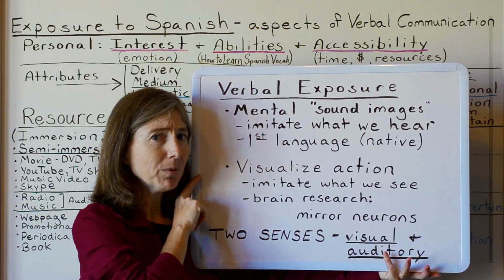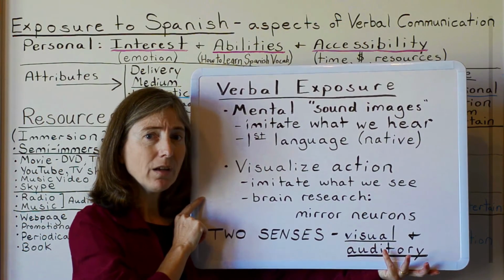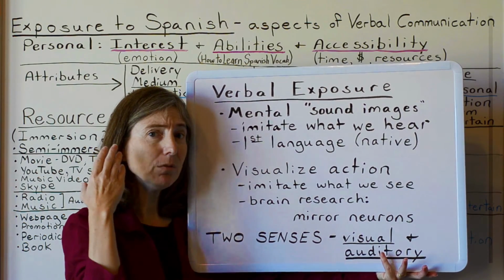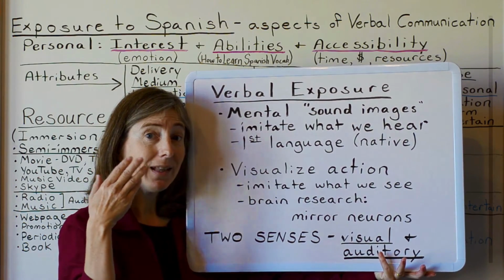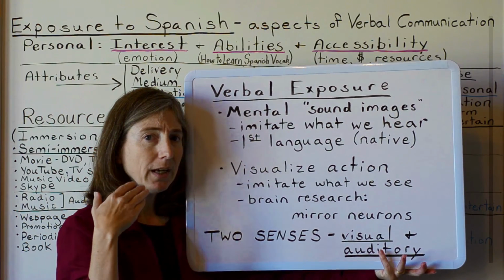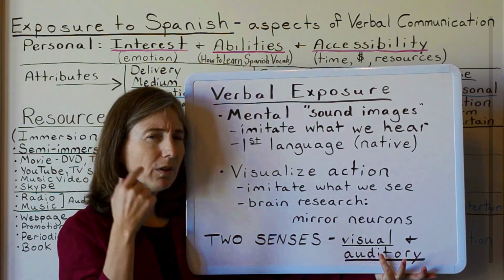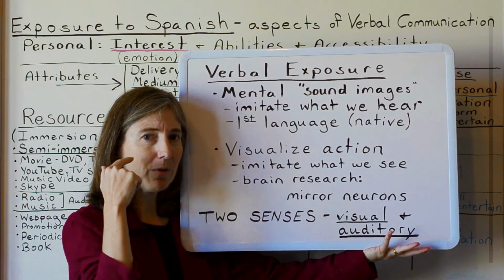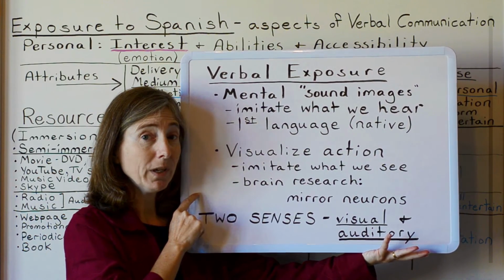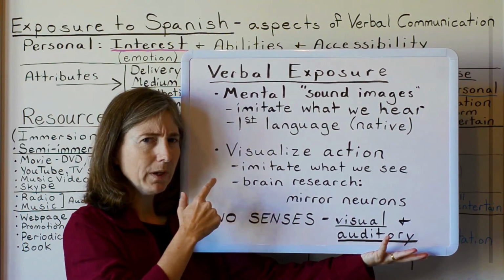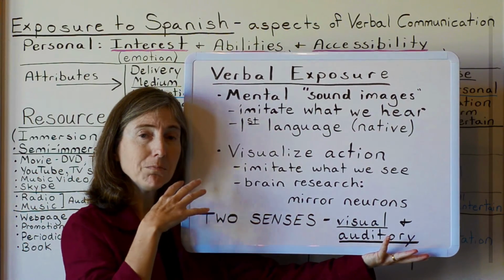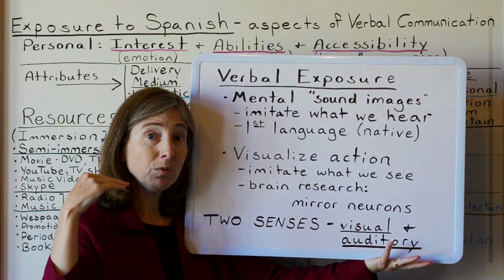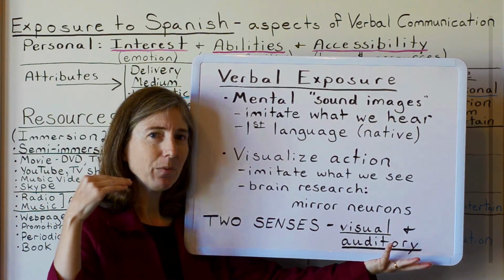The other thing about verbal exposure that people don't think about is that it also involves visual exposure, because we imitate not only what we hear but what we see, and that's how we learned our first language. And that's how we're going to learn Spanish also. So it's not only important to get that verbal exposure, the auditory part, but also visual exposure of the Spanish language being used. Brain research today is exploring these mirror neurons, which are actually neurons in our brain. Their specialty is to help us repeat actions that we see.